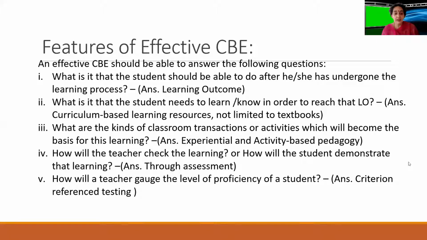What are the kinds of classroom transactions or activities which will become the basis for this learning? Obviously, it's going to be experiential learning activities. How will the teacher gauge the level of proficiency of a student with criterion reference testing? And how will the teacher check the learning, or how will the student demonstrate the learning? Through assessment.